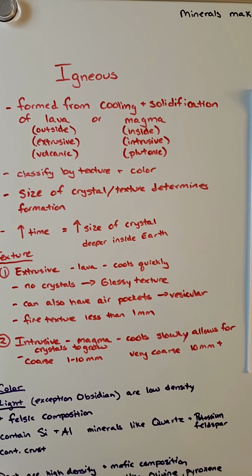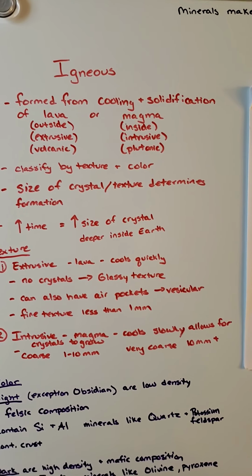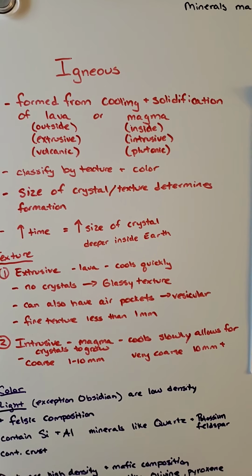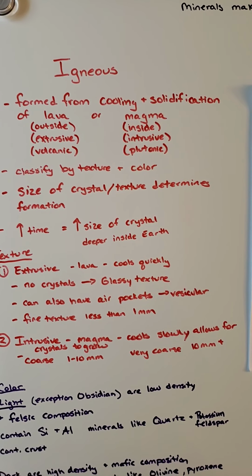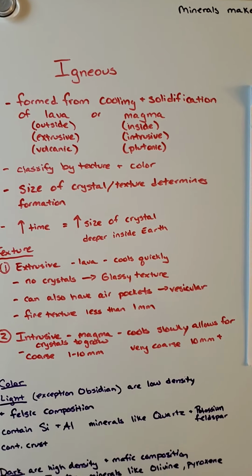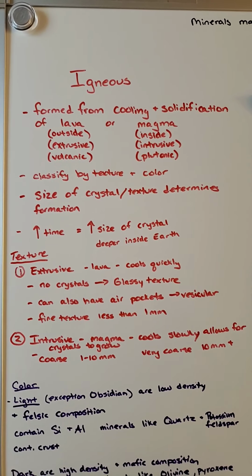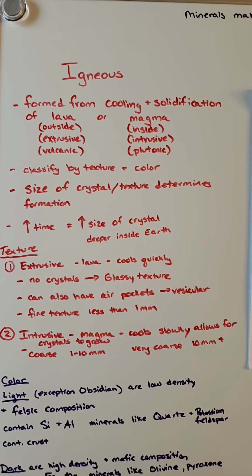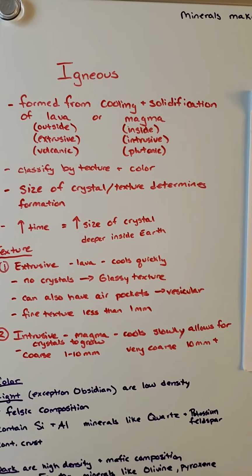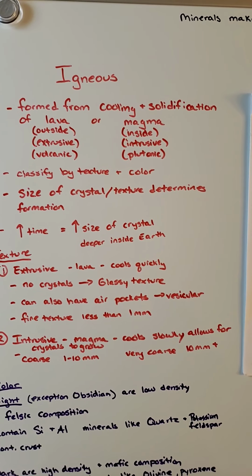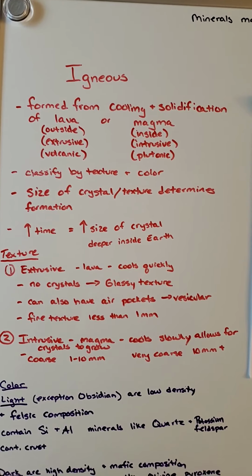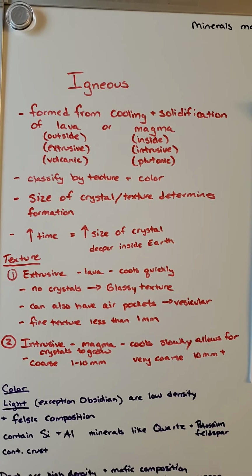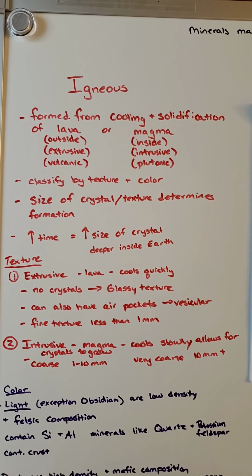The texture is determined by the rate at which it cools. The faster it cools, you either have no crystals, which is deemed glassy texture, or fine crystals, that's also extrusive. If it cooled on the inside of the earth, then we have coarse or very coarse texture, and this allows for the crystals to grow. I should back up and also add that in an extrusive rock, you can also have air pockets, and we call that vesicular.